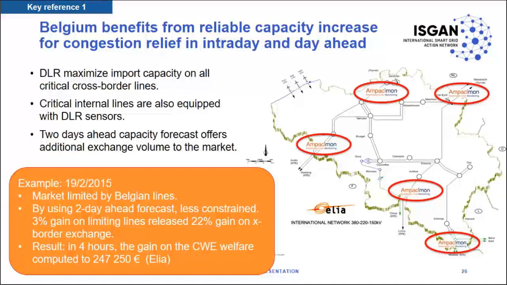The two-day ahead dynamic line rating forecast showed, so on the 17th of February, that the weather conditions would be cooling the critical transmission lines. This meant that a 3% capacity increase could be relied upon on the critical bottleneck lines inside of Belgium.